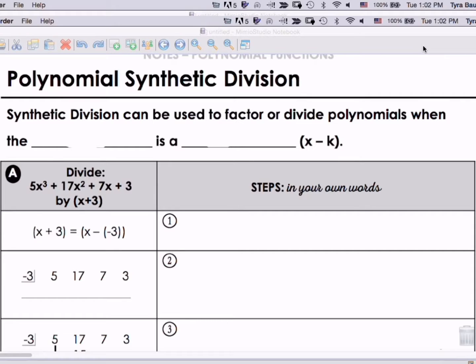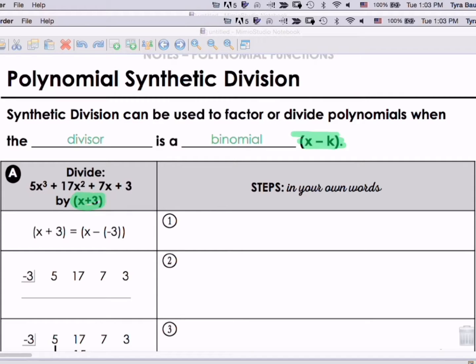Okay, today we're using polynomial synthetic division. So again, we're trying to divide polynomials, just like yesterday when you did long division, but today we're using a different method, which is called synthetic. Synthetic division can be used to factor or divide polynomials when the divisor is a binomial. Okay, so we can only use it when the divisor is a binomial. So we're talking about x minus k form, and again we're talking about the divisor, which is this guy.